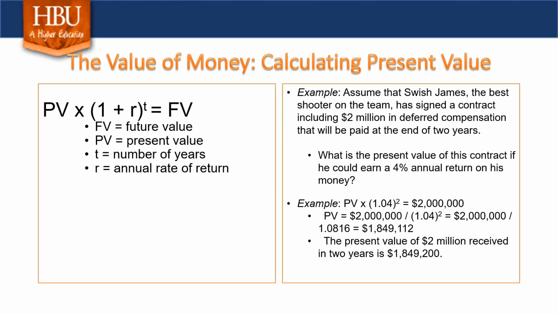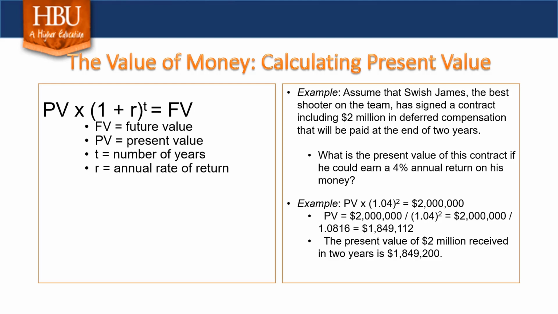Okay, so let's look at our example. Assume that Swish James, the best shooter on the team, has signed a contract including $2 million in deferred compensation that will be paid at the end of 2 years. So Swish James's contract states he will get paid now, and then at the end of 2 years, he'll be paid $2 million, and we'll call it a bonus. Therefore, what is the present value of this contract if he could earn a 4% annual return on his money?